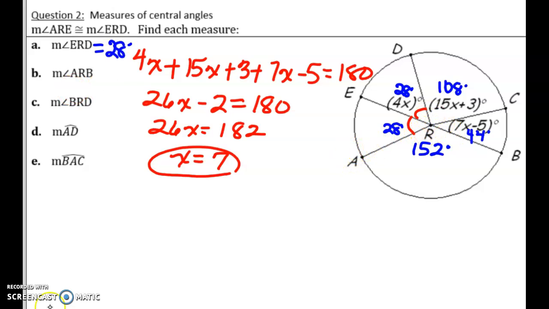ARB, sorry, ARB would be 152. That angle is 152. And angle BRD, I would add these two angles together, so that would be 152 as well.